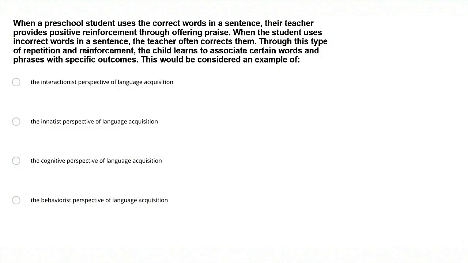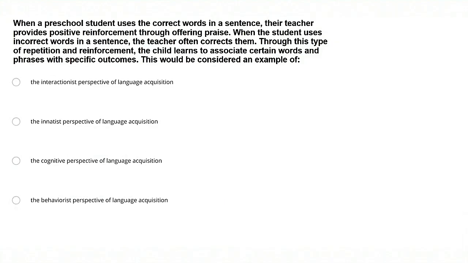When a preschool student uses the correct words in a sentence, their teacher provides positive reinforcement through offering praise. When the student uses incorrect words in a sentence, the teacher often corrects them. Through this type of repetition and reinforcement, the child learns to associate certain words and phrases with specific outcomes. This would be considered an example of the interactionist perspective of language acquisition, the innatist perspective of language acquisition, the cognitive perspective of language acquisition, or the behaviorist perspective of language acquisition.